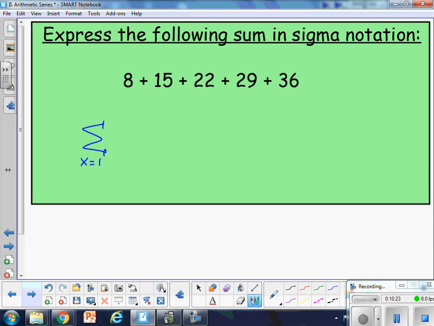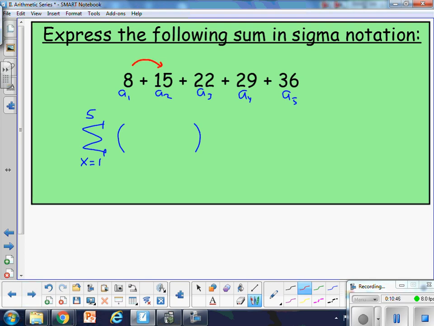So from x equals 1, now we have how many terms? Okay, there's a first term, second term, third term, fourth term, and fifth term. So we have 5 terms. That's going to be your upper limit. And all we need to do then is get an explicit formula for the pattern to go right there, and then it'll be sigma notation. Okay, so this will be a review for a little bit of explicit formula.